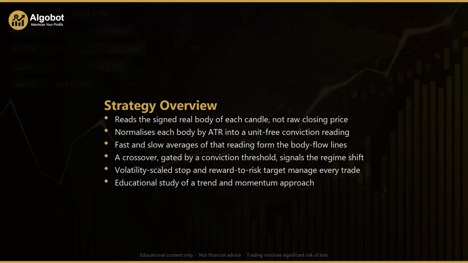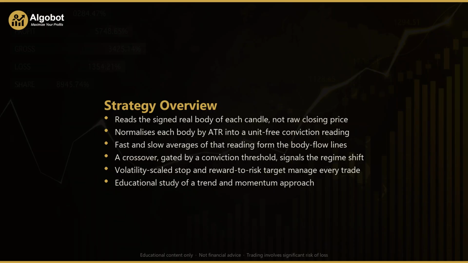Body Flow Regime Shift is a trend and momentum expert advisor, and its central idea is that a plain close-to-close price series actually blends two very different things. Part of each bar is committed and directional, and that's the real body, the distance from open to close. The other part is exploratory noise, the wicks, which are probes that get rejected and leave no lasting intent. Classic moving average crossovers run on the close, so wick-heavy indecision bars still drag those averages around and create whipsaw signals inside choppy conditions. This strategy deliberately strips the wicks out and works only on the flow of conviction.